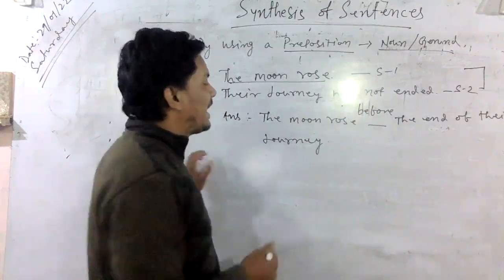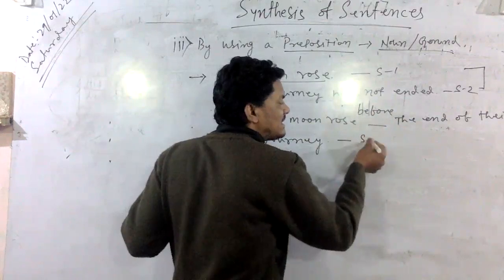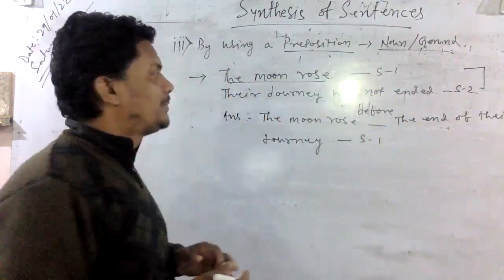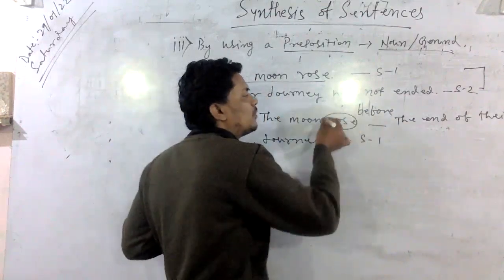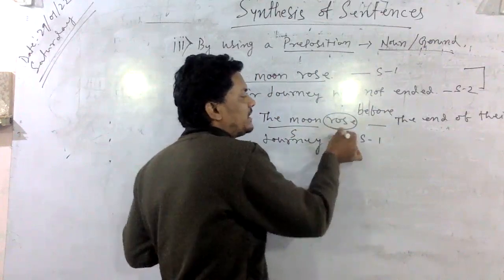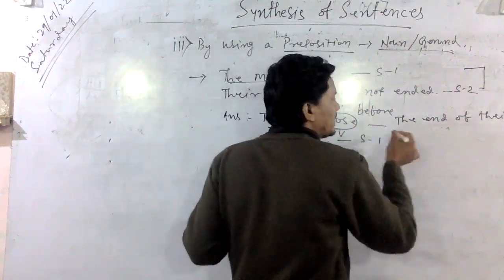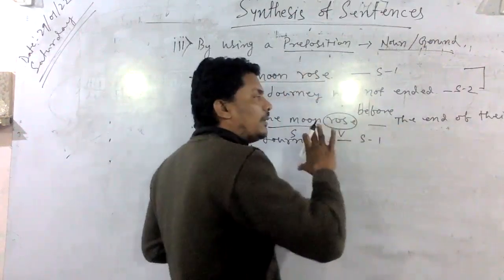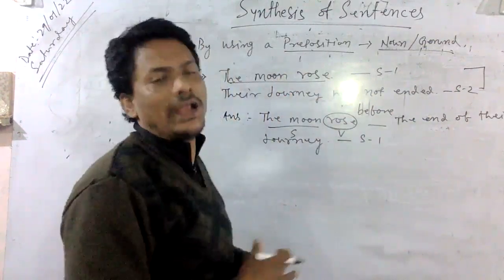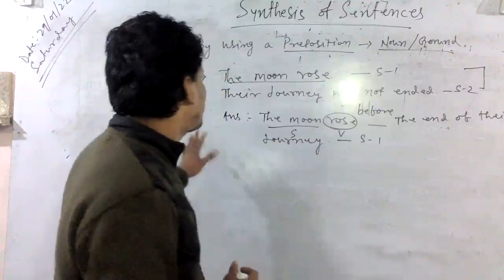It can be called sentence one, and it is a simple sentence, because here you will find only one verb, rose. So this is the subject, this is the verb, and this is the prepositional phrase or object of the sentence. The moon rose before the end of their journey.